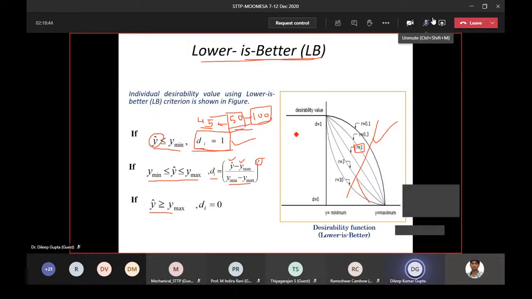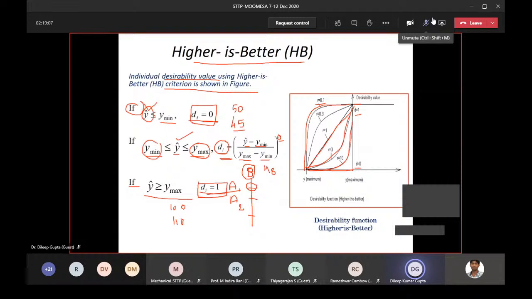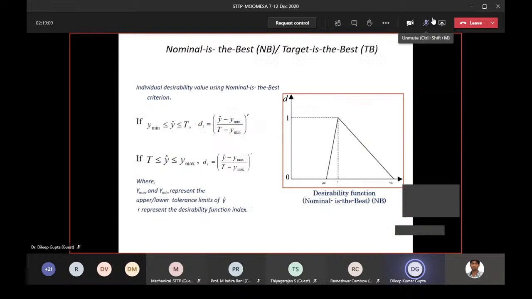So while normalizing the table and finding the desirability value, you will have to use this equation with three conditions. So this is higher is better, this is lower is better. Then the third one is nominal is better. Nominal is best, or target is best combination. As I said, this condition will be applicable whenever we are dealing with tolerance conditions, upper or lower tolerance limit.